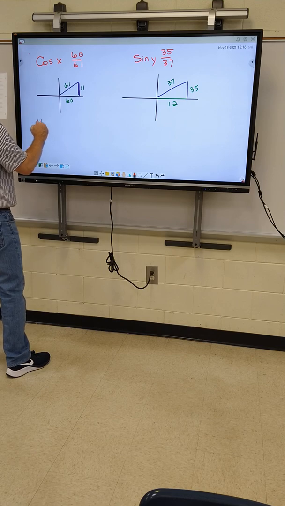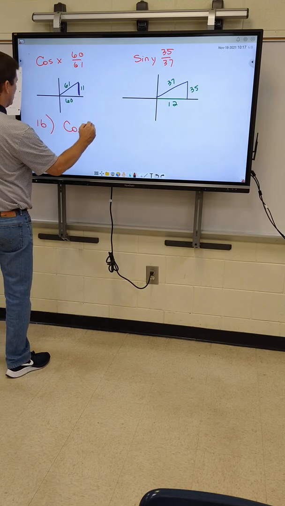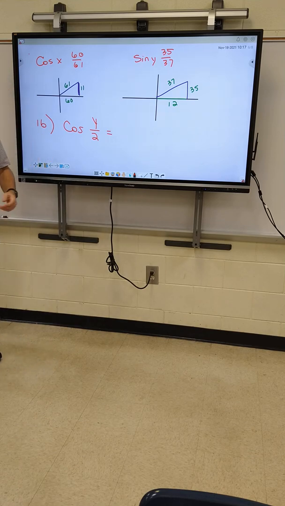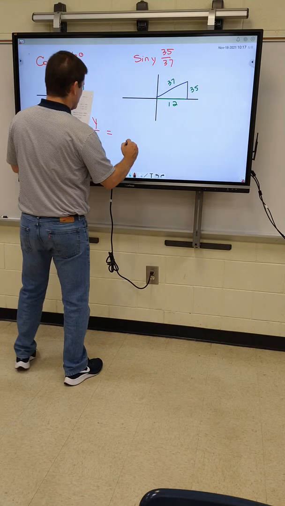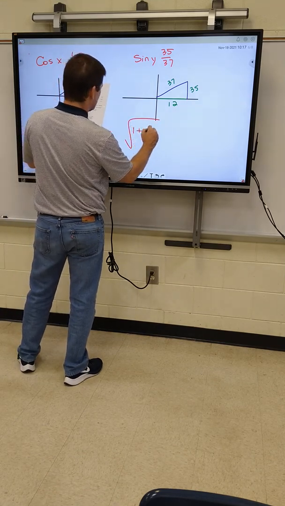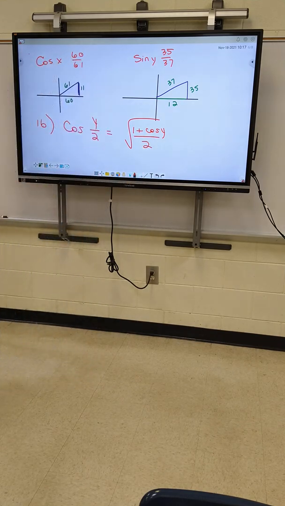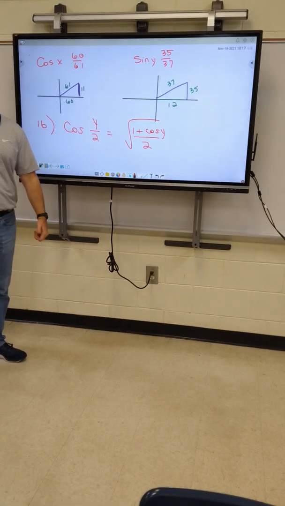All right, 16 is cosine of y over 2. We don't have a formula for cosine of y over 2, but what do we have a formula for? Cosine of x over 2. So all you got to do is put a y in for the x. So my formula is going to be the square root of 1 plus cosine of y over 2. Y'all follow what I did? Instead of putting cosine x, change it to cosine y because our formula's got a y. Our problem's got a y.